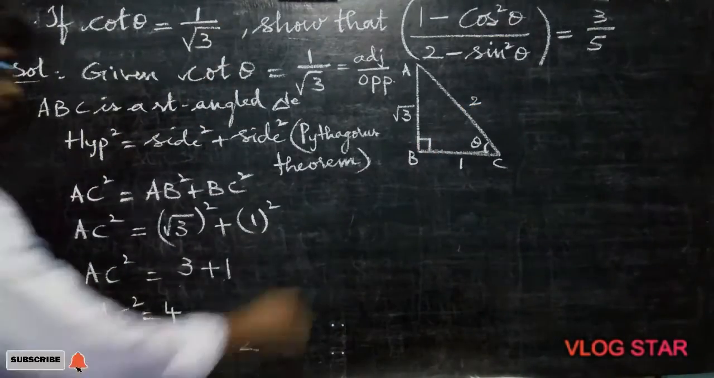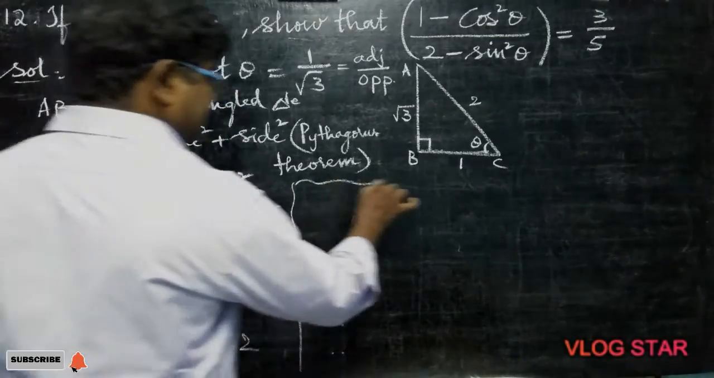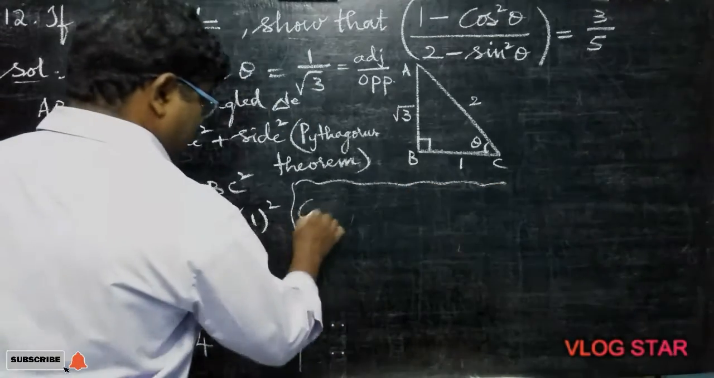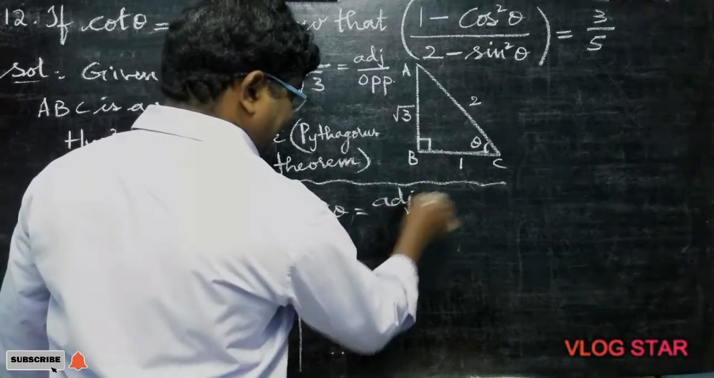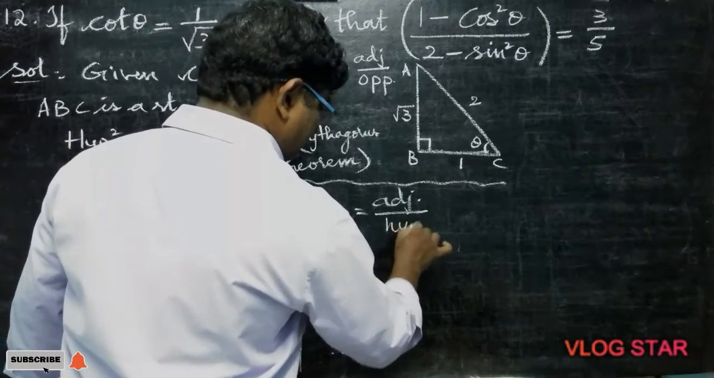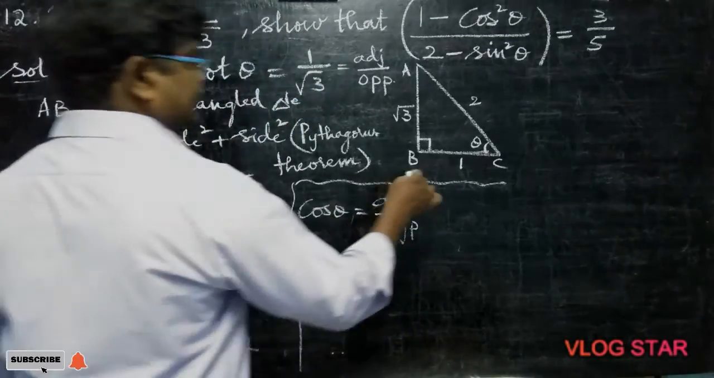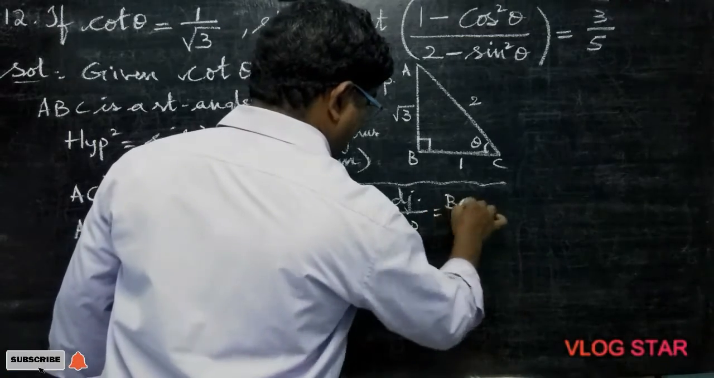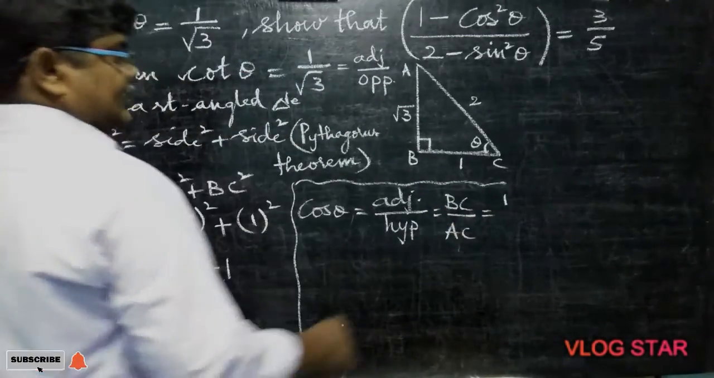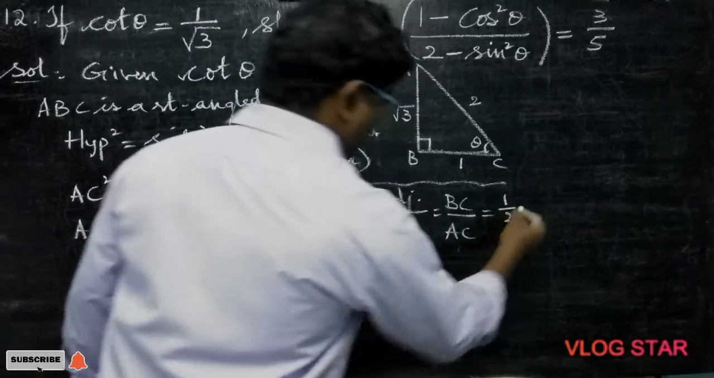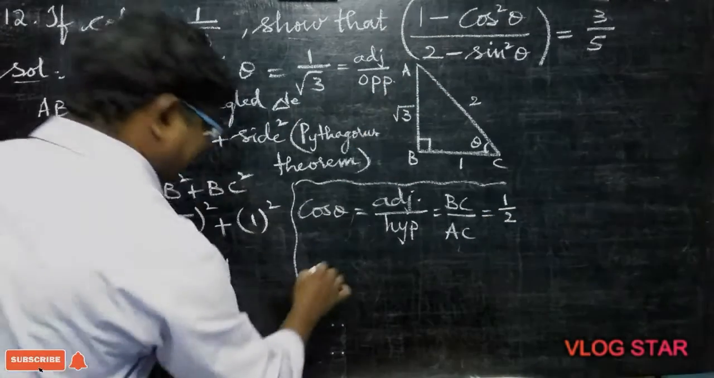Now what are they asking to find? Find out cos theta. What is cos theta? Adjacent side to theta by hypotenuse. What is adjacent side here? BC. And what is hypotenuse? AC. BC how much? 1. AC how much? 2. Next, we need sin theta.